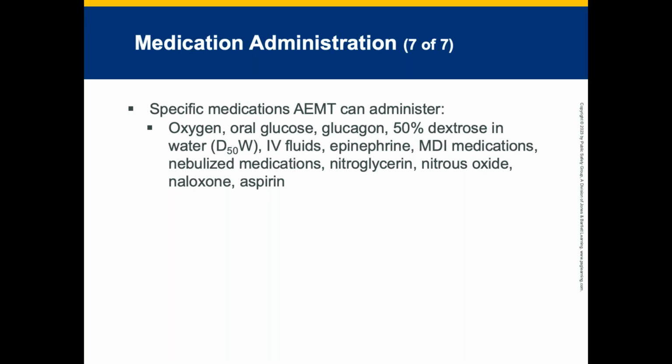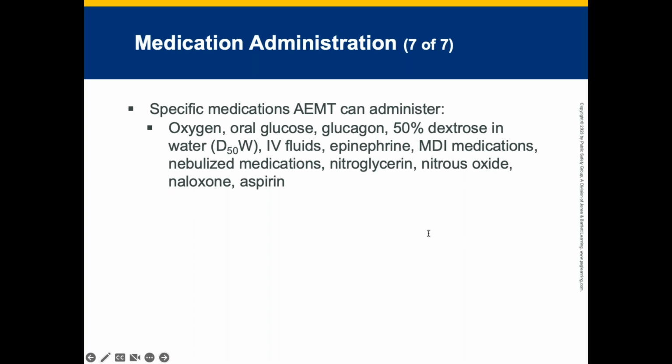Epinephrine, intramuscular, IM, or subcutaneous. That epinephrine is a 1 to 1,000 mixture. MDI medications like albuterol, metered-dose inhalers. Nebulized medications like albuterol through a true nebulizer. Nitroglycerin sprays, tablets, and pastes. All right. Sprays and tablets are usually 0.4 milligrams, whereas paste is done in inches.